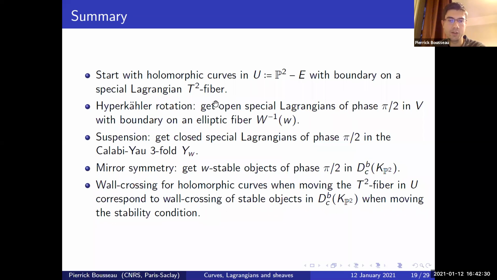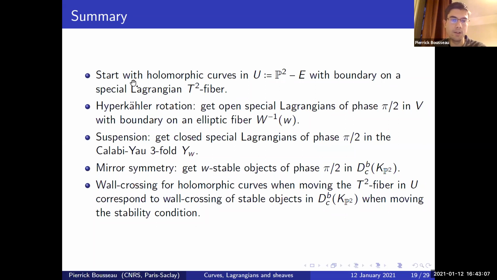So you see there is something slightly strange in this sequence of steps, in the sense that we start with something which is essentially P2 minus E. Then after hyperkähler rotation, it does no longer seem to have any clear relation to P2. But after this suspension and this mirror symmetry operation, we go back to P2. So at the end of the day, you get a prediction that there should be a relation between holomorphic curves in U equal P2 minus E and stable objects in the derived category of sheaves on KP2.